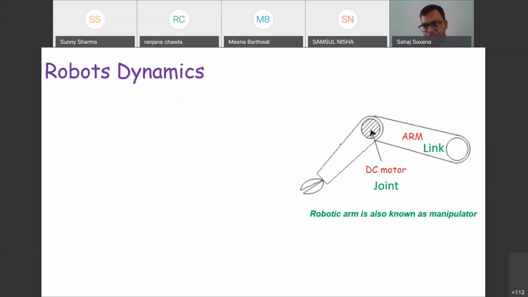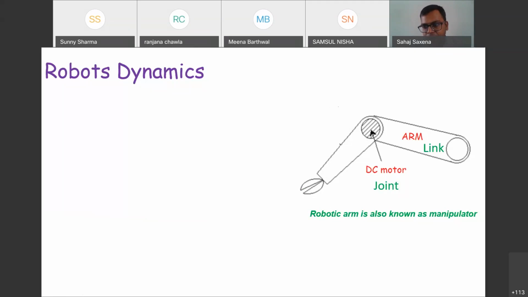So let's talk about a very simple example: a robotic arm. So what is a robotic arm? In this arm we have one portion, and this is another portion, and both portions are connected at a joint, and this joint will move. But how will it move? It will be actuated by something, and that something is a DC motor. So this is a DC motor which actually drives the system.